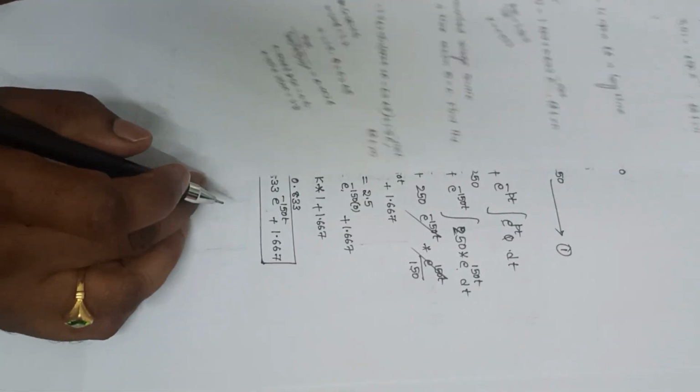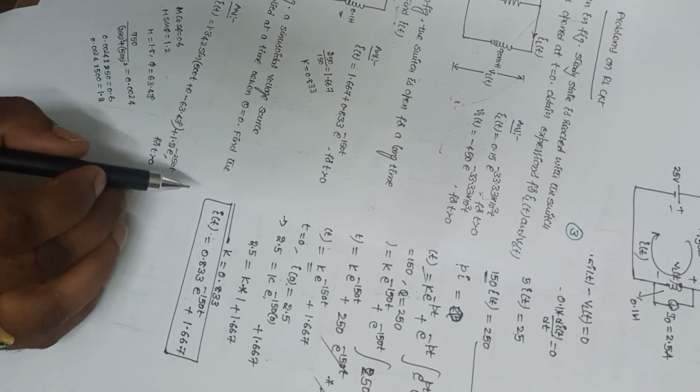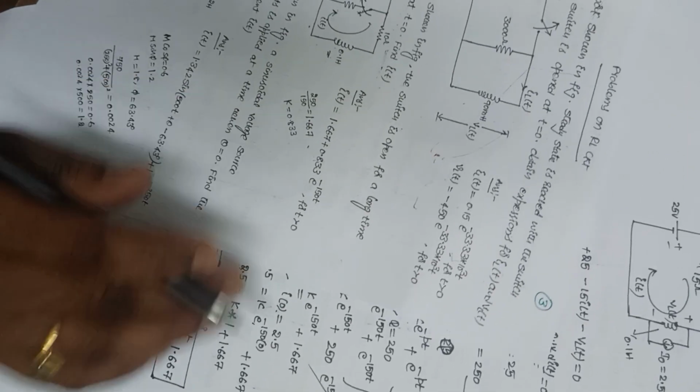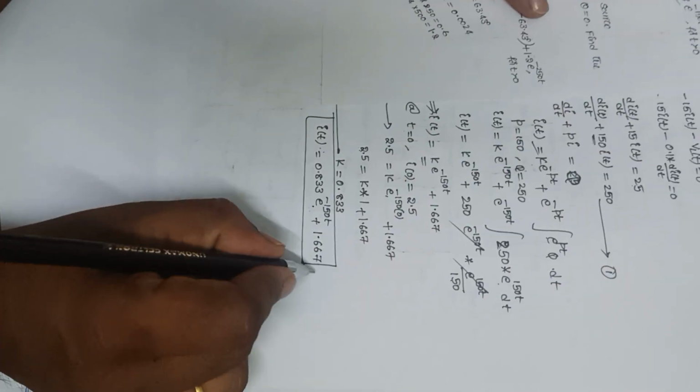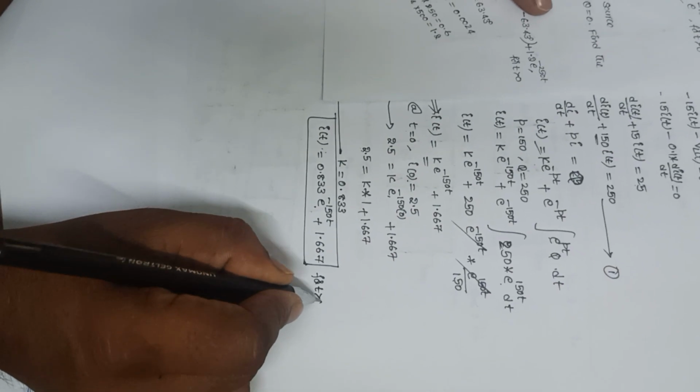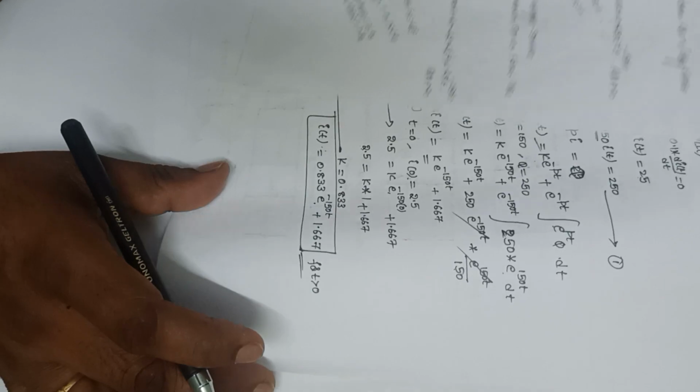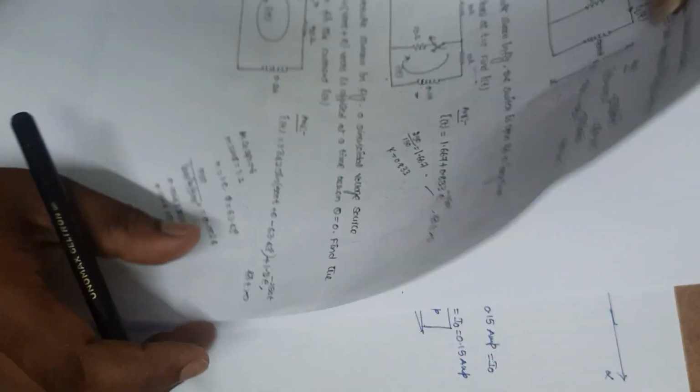So this is the expression: 1.667 plus 0.833 e power minus 150t for t greater than 0. Next problem.